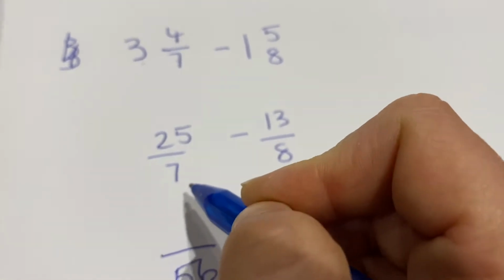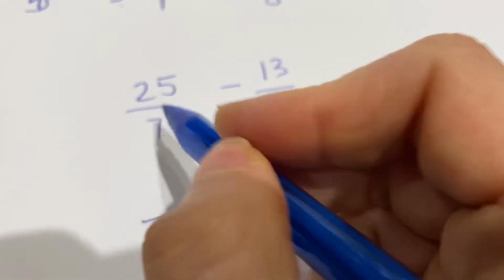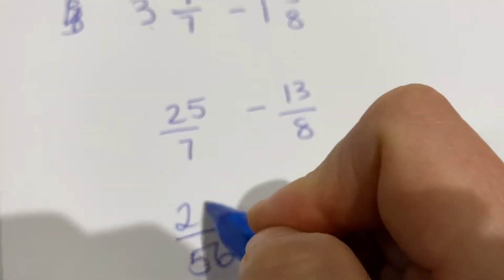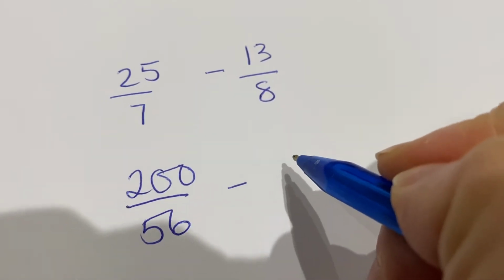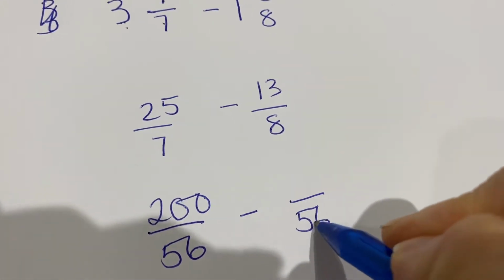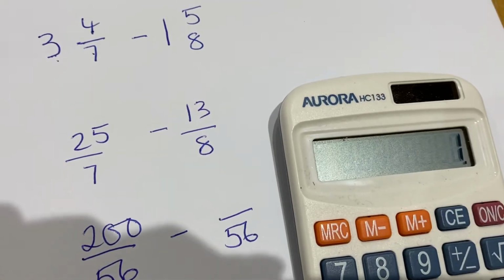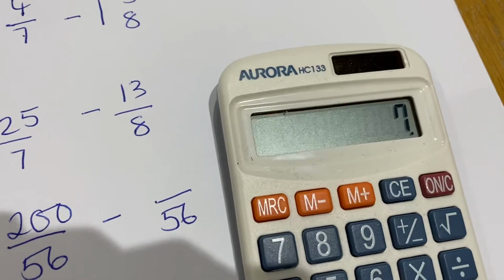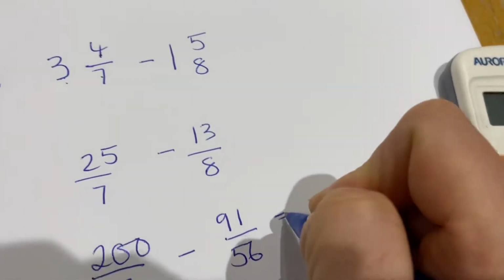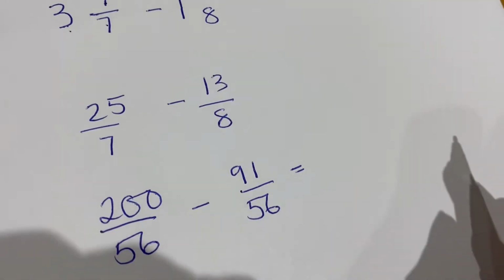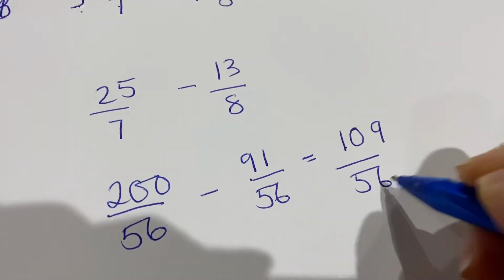So I'm going to use 56 as my denominator. I have to multiply 7 by 8 to make 56. So now I've got to multiply 25 by 8. 25 times 8 is 200. And now I multiply 8 by 7 to get 56, which means I've got to multiply 13 by 7 as well, which is 91. Now I'm going to do 200 take away 91, which is 109 over 56.